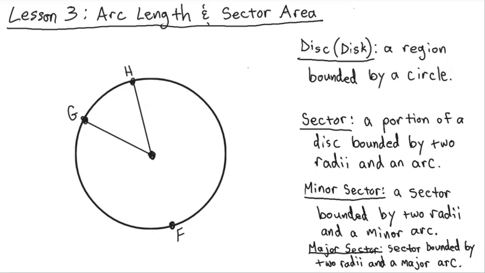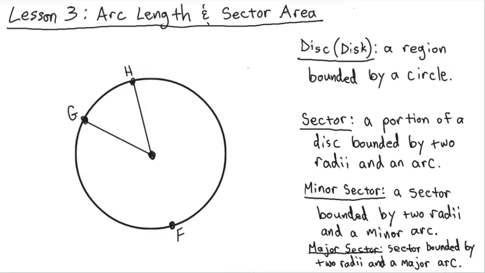All right, in this third lesson on circles, we're going to start by identifying a couple new kinds of objects. In this lesson, we're going to learn how to identify the length of an arc and the area of what's called a sector. And so we're going to start with identifying what a sector is.